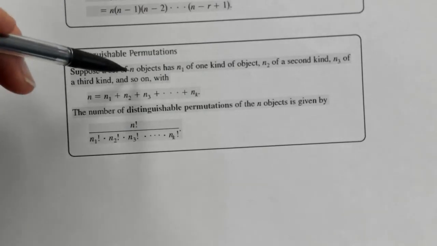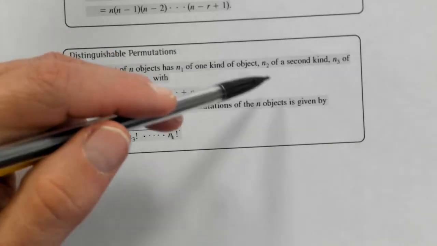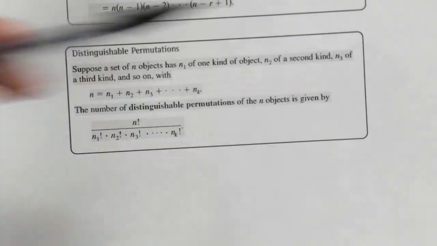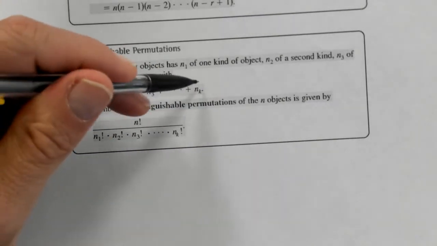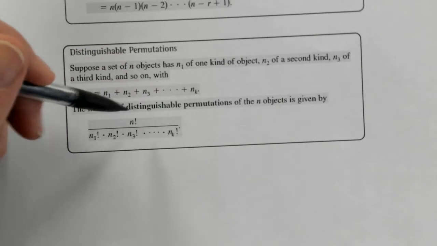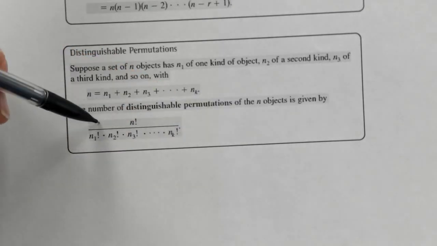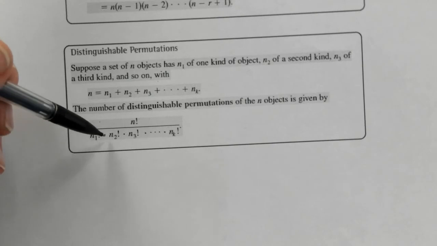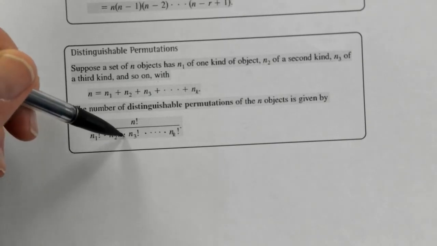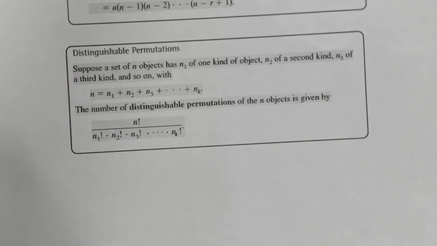So suppose a set of n objects has n sub 1 of one kind of object, n sub 2 of a second kind, and n sub 3 of a third kind, and so on, up to however many different types of objects you have. So the number of distinguishable permutations of the n objects would be given by this formula. It's n factorial on top, and then n sub 1 factorial times n sub 2 factorial, all the way down, where you multiply the factorial of the number of each type of distinguishable object that you have.